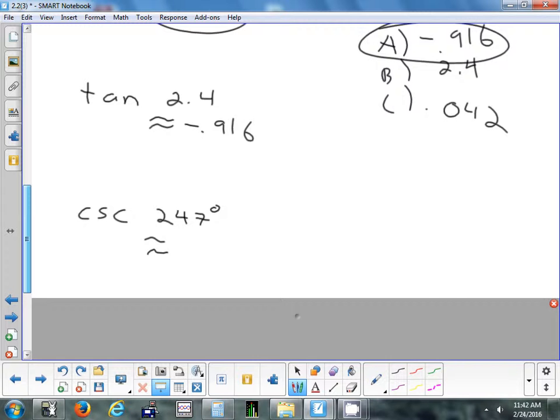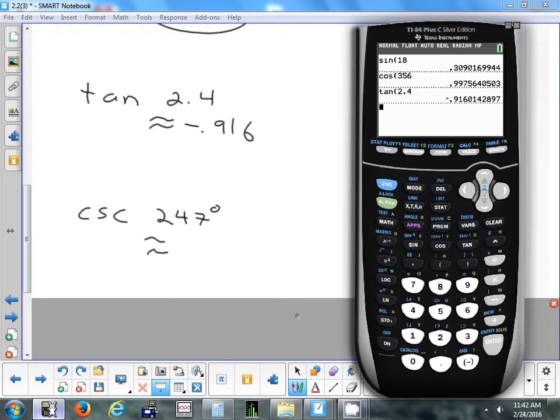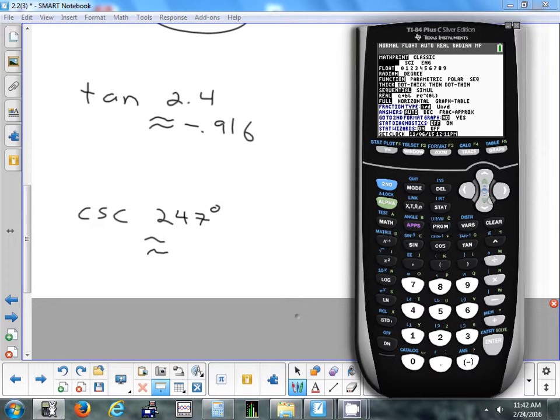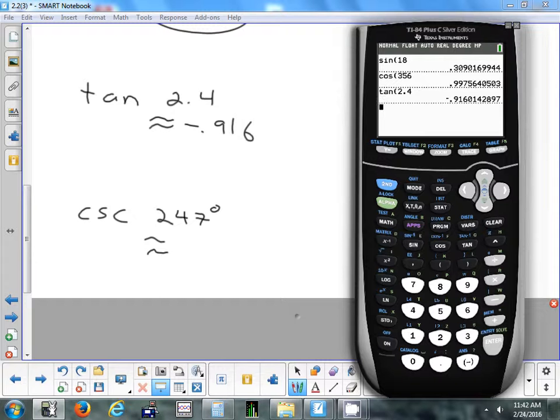Okay, cosecant of 247. Well, first thing, I have to change my mode back to degrees. And now, do I have a button on the calculator that says CSC? No. Does that cost negative one thing? So that's a good guess. You might think that one of these cosine -1 things would do it. That's actually called inverse trig. That's something we're going to look at next week. So it's not those -1 things. But I could say it's a good guess.